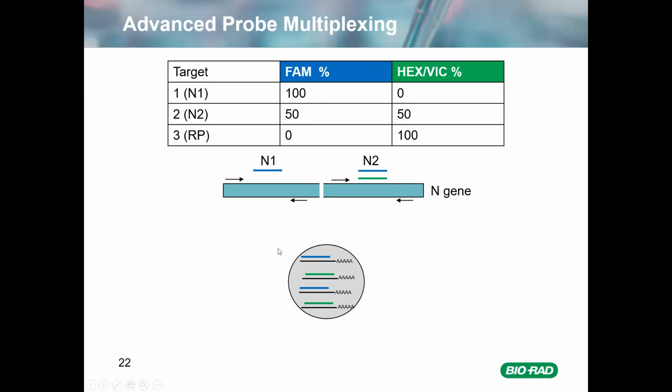So if we think about what's going on inside of a droplet when we have our N2 target, 50% of the time that we amplify the N2 target, we hydrolyze a FAM probe, and the other 50% we hydrolyze a HEX probe. So at the end of 40 rounds of amplification, our droplets are going to be dual positive for both FAM and HEX. Now, because we are running these at a 50% concentration, the overall fluorescence of FAM and HEX is going to be lower than if we were to run it with 100% FAM or 100% HEX.